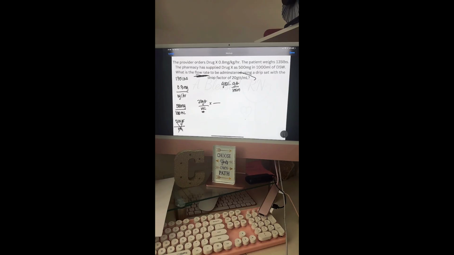Okay, so milliliter on the top. Exactly. So that's this one, right? So 1,000 mLs over 500 milligrams. Boom. Cancel out your milliliters. Now we've got milligrams on the bottom.